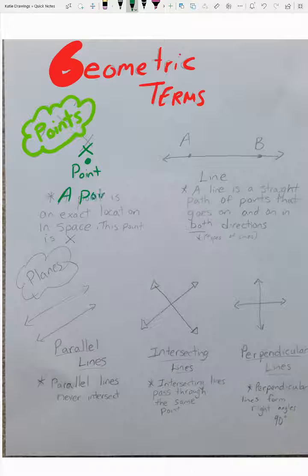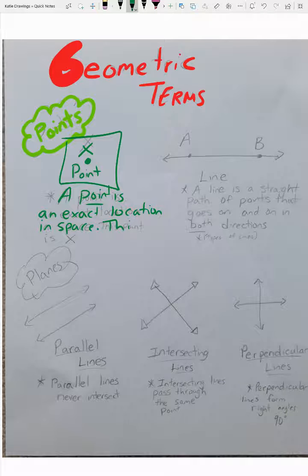So a point is an exact location in any kind of space. If they were to ask you about this on a test and there was an X and a dot, you would say that this point is X. So that's our point.